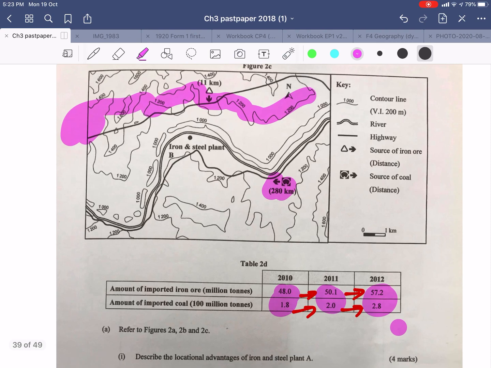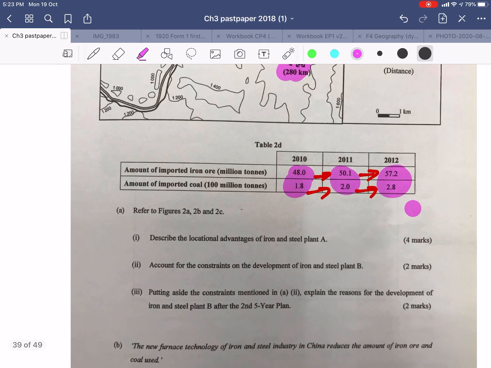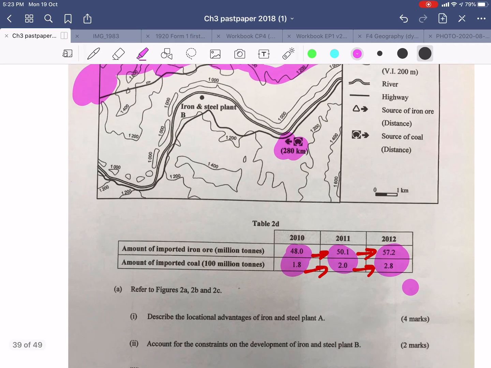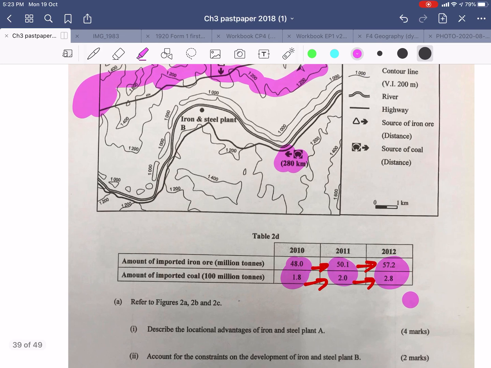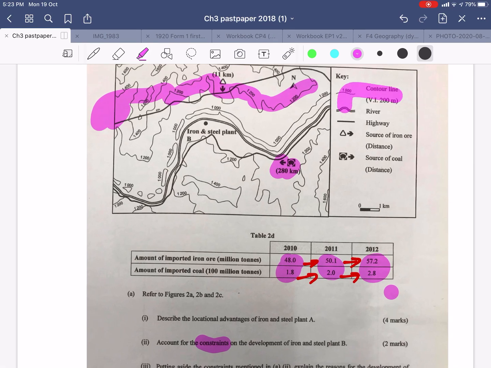Another thing to see is plant B, which is talking about the constraint, and a constraint is always something not good. You can pick up the key here, but you have to make it sensibly, because river and highway are no longer a constraint to the iron and steel plant B, right?